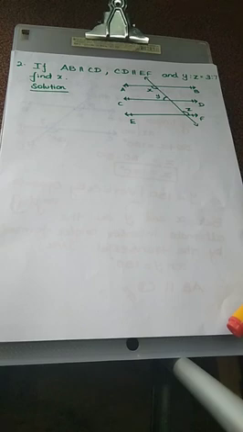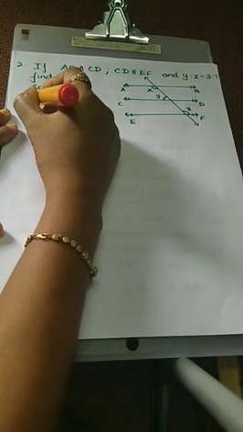So the line AB is parallel to EF means x value is equal to z value, because these are the alternate interior angles. So we have to write x is equal to z. Using this condition, easily we have to calculate the x value. Now first write the condition.